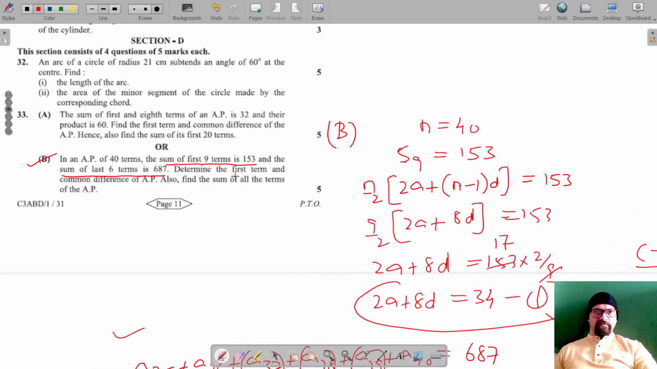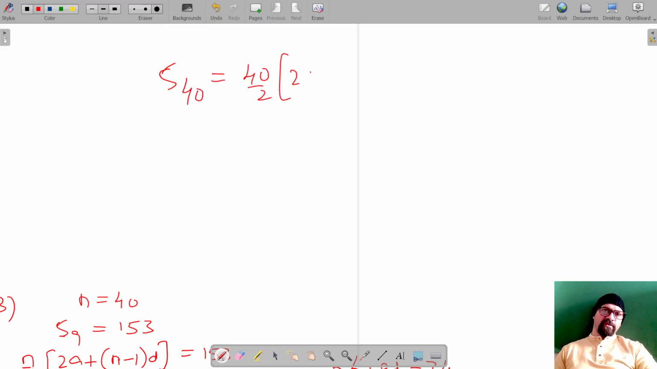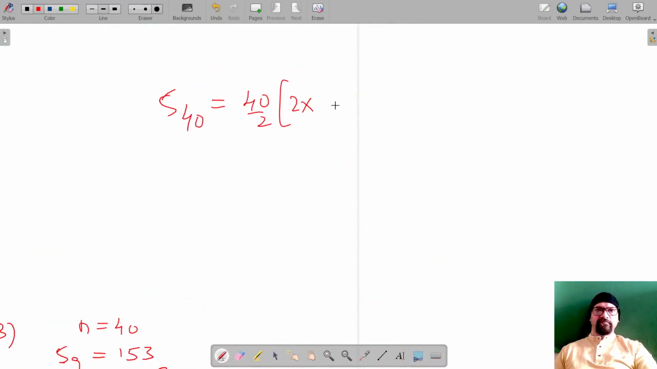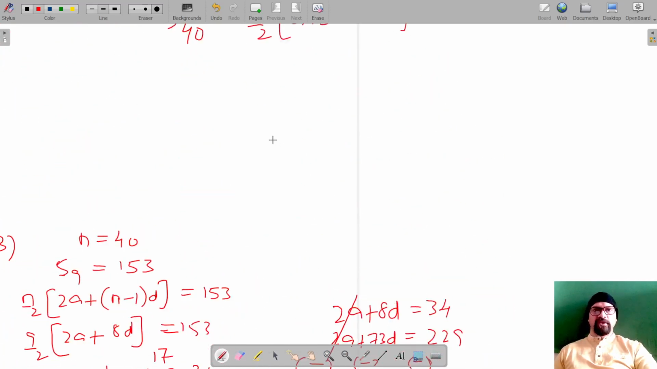We have to find the first term and the common difference, which is done. Now we have to find the sum of all the terms. Sum of all the terms means 40 terms. So we have to find the sum of 40 terms. Let's use the formula n by 2 into 2a plus n minus 1 into d. The value of a is 5, n minus 1 is 39, and the value of d is 3.